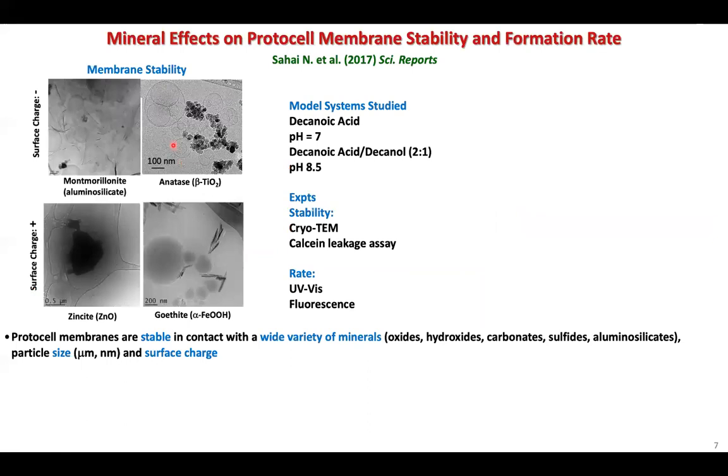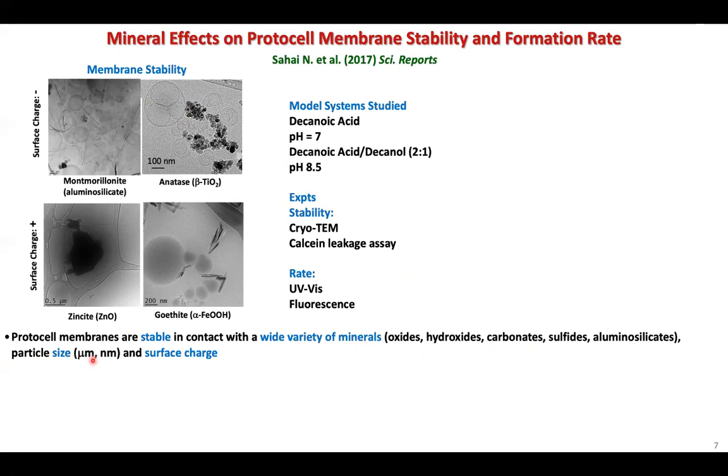All right, but now, do these minerals and potentially divalent cations, which are also around in the environment, damage the membrane? So in 2017, we studied 12 different kinds of minerals, oxides, hydroxides, carbonates, sulfides, aluminosilicates, and looked at their stability as well as the rate of vesicle formation or protocell membrane formation in the presence of these different minerals. And so chemistry was varied.